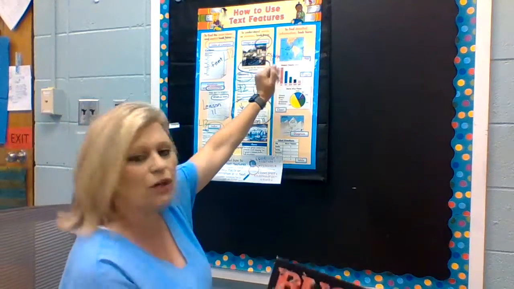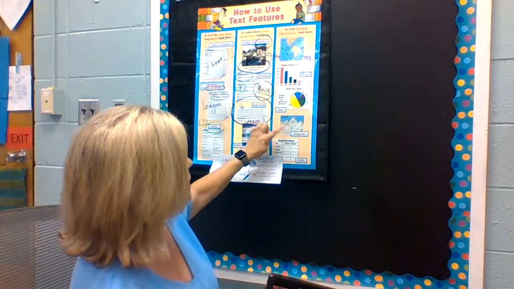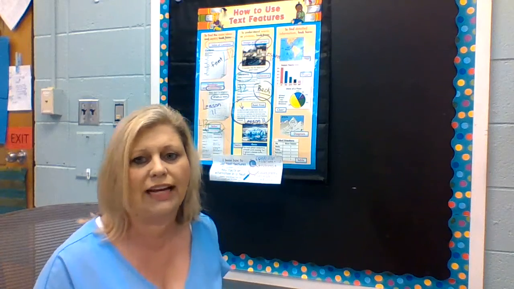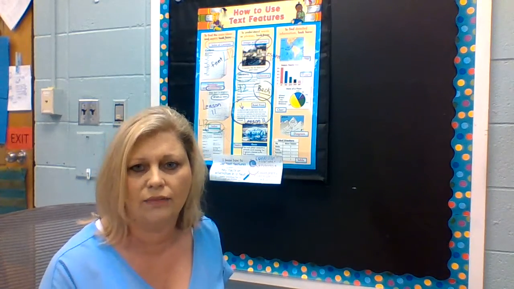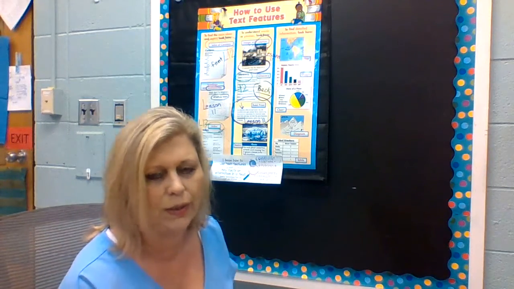Then, in certain books, you're going to have maps, graphs, charts, diagrams, and tables. Now, these can be in a variety of different books, anywhere from a book you're reading for enjoyment to books for science and social studies and math. You're going to see all of these text features spread out in different types of books that you read.